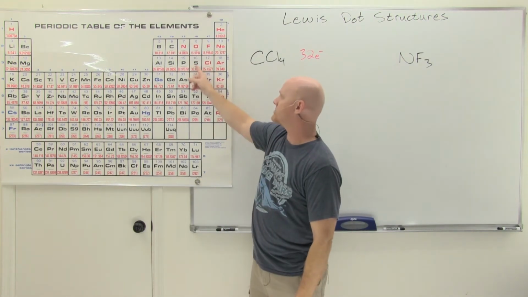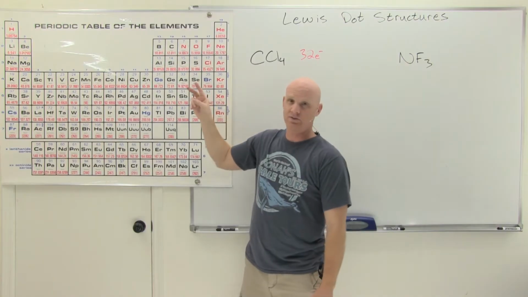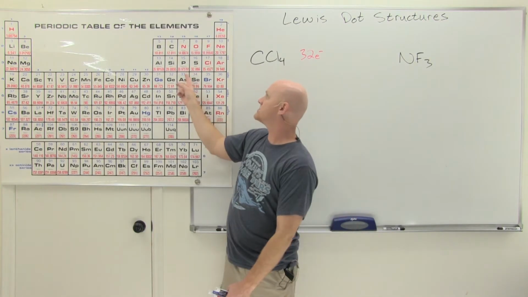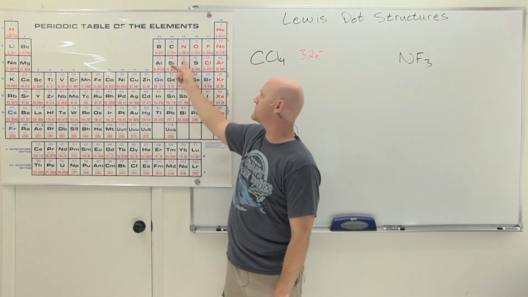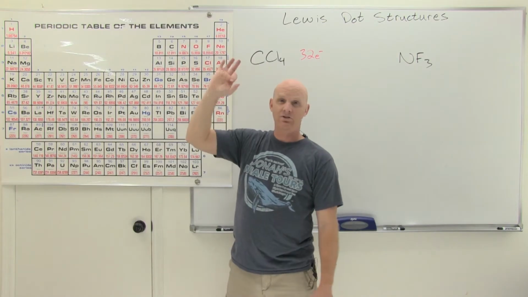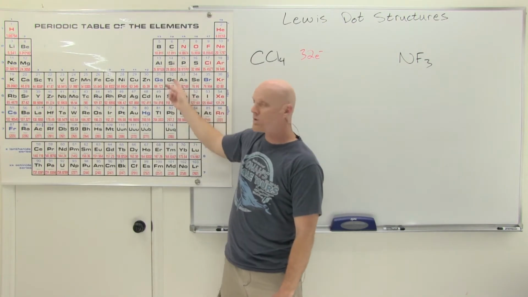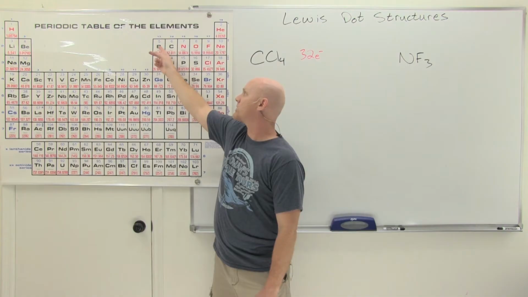So oxygen's column is 2 electrons short of a noble gas and typically ends up making 2 bonds. Nitrogen's column is 3 electrons short of a filled octet and typically makes 3 bonds. Carbon's column typically makes 4 bonds. Now boron and aluminum, you might recall, are exceptions.